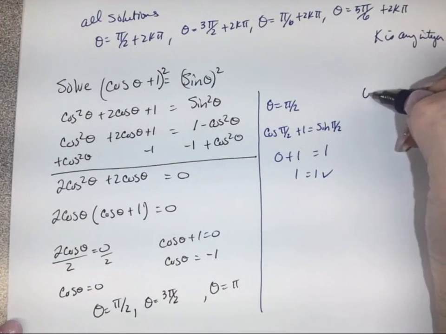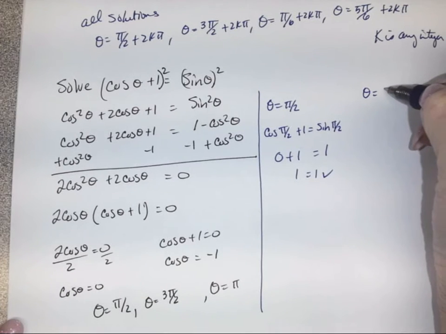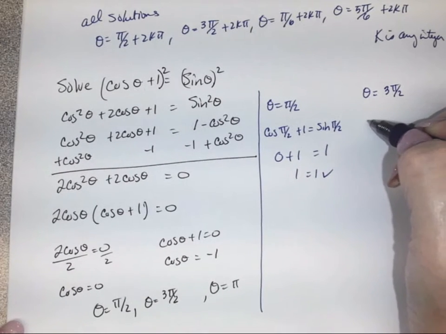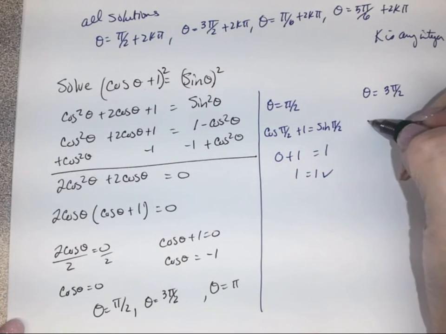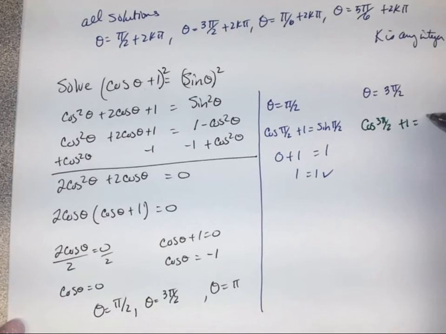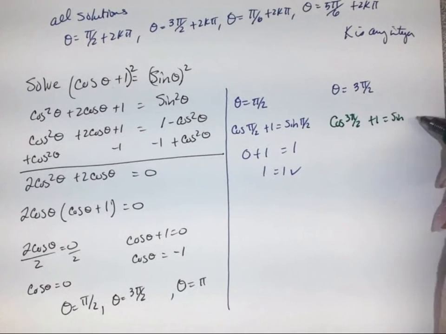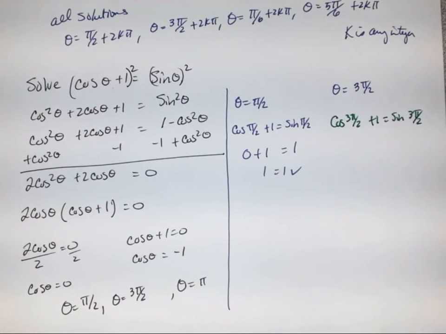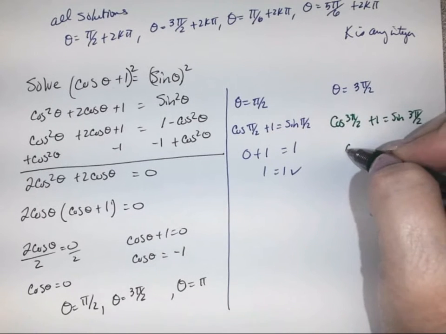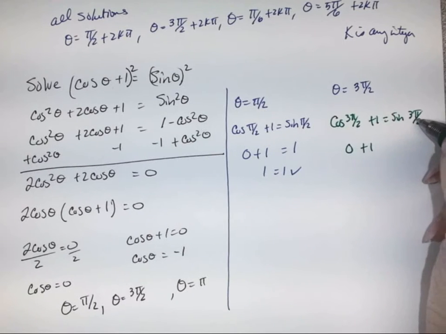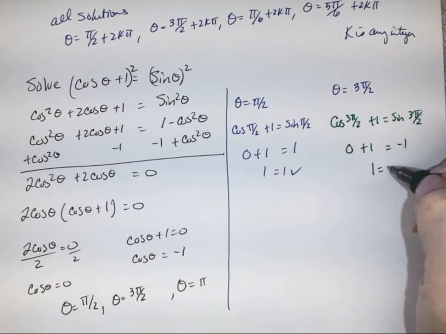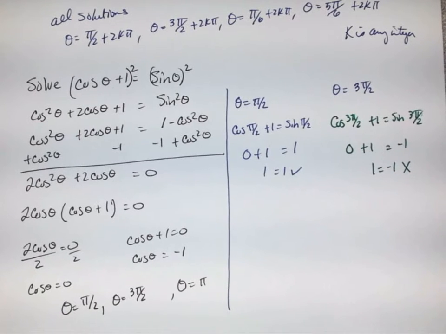If we look at theta is equal to 3 pi over 2, we get, I'll change colors so they're not running together, the cosine of 3 pi over 2 plus 1 equals the sine of 3 pi over 2. So cosine of 3 pi over 2 is going to be 0, and the sine of 3 pi over 2 actually equals negative 1. So we end up with 1 equals negative 1, and that is not true.